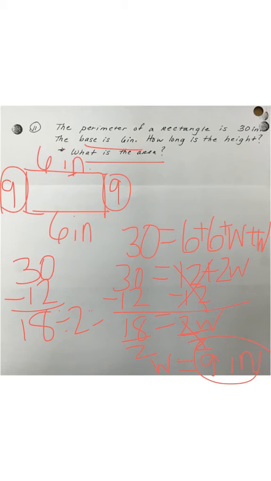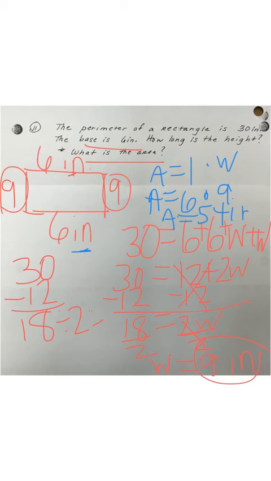The last thing you need to do is find the area. We know that area is length times width. So if you put in the length of 6 and the width of 9, 6 times 9 is 54. And you have to use your label, which is inches, and area is squared. So 54 inches squared. Number 12.